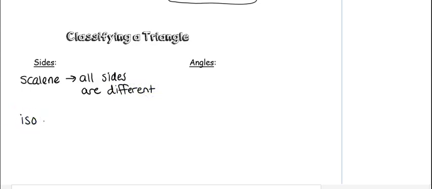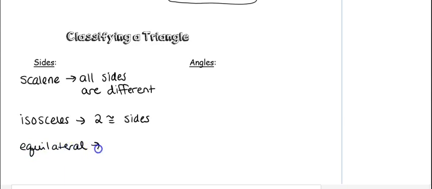I have an isosceles triangle if I have two congruent sides. And I have an equilateral triangle if I have three congruent sides. Now I can't have four congruent sides because a triangle has three sides. So if none of the sides are the same, it's scalene, if 2 are congruent it's isosceles, and 3 congruent is equilateral. But then I look inside of my triangle and look at the relationship of the angles.